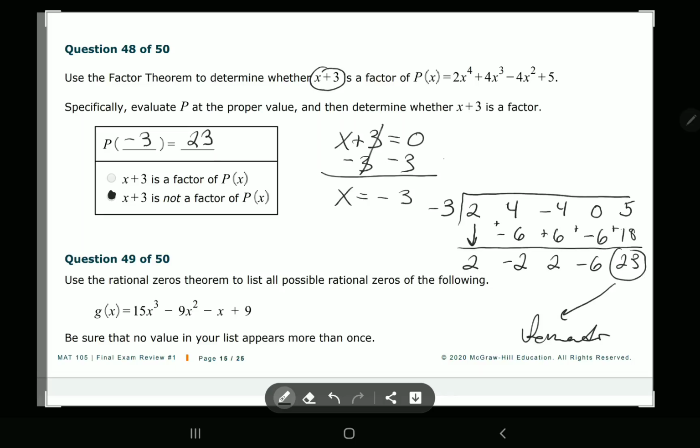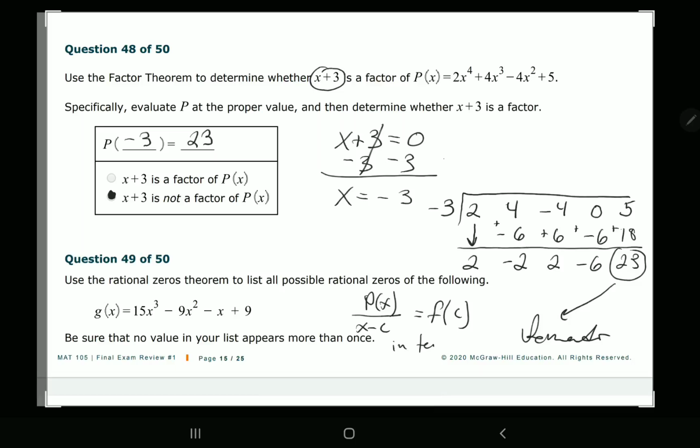Because according to the factor theorem, p of x divided by x minus c has a remainder equivalent to f of c. So the remainder of the long division here will equal, when I plug in the 0 there, once again, 23.